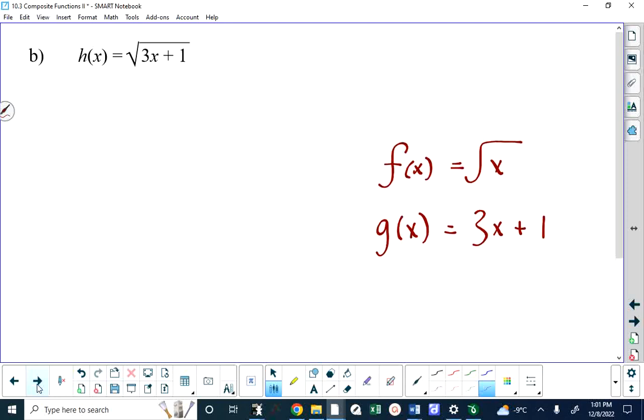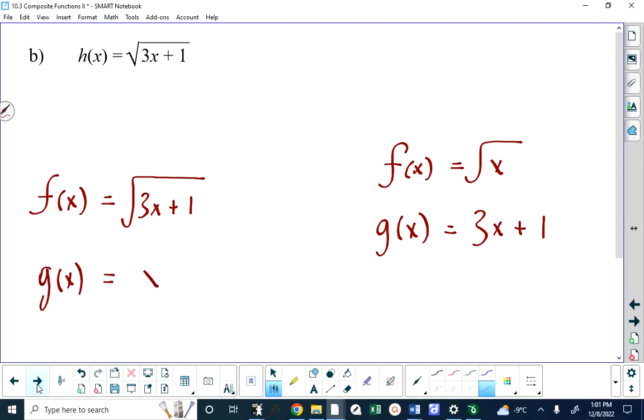Now, I don't know that this would ever happen on a diploma exam or my exam on a written response, but I had a student, and at first I thought they were just being kind of a smart aleck, but I think they were genuinely sincere. This was a few years ago. They said, would it be wrong to say that f of x is 3x plus 1, and g of x is x?